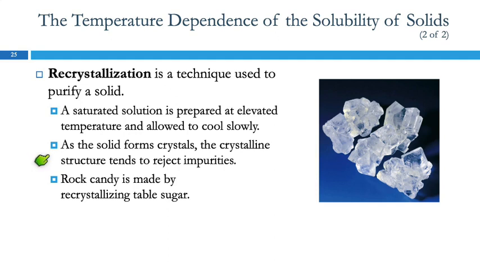As the crystal forms, the crystalline structure tends to reject impurities because those ions want to fit together in a particular way. And so if something else comes in there, that's likely to dissolve again and allow the correct ion to come in there. So you can reject impurities and you can make really nice big crystals here. So this is rock candy, which is just crystallized sugar. So you can make some pretty big chunks of solid sugar there.